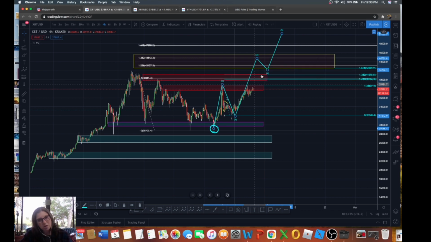I'm not particularly leaning this way, but I'm not going to rule it out. I'm not leaning that way because of the way that this is climbing and the way that this current wave here looks. But is this possible? Yes, it is possible.